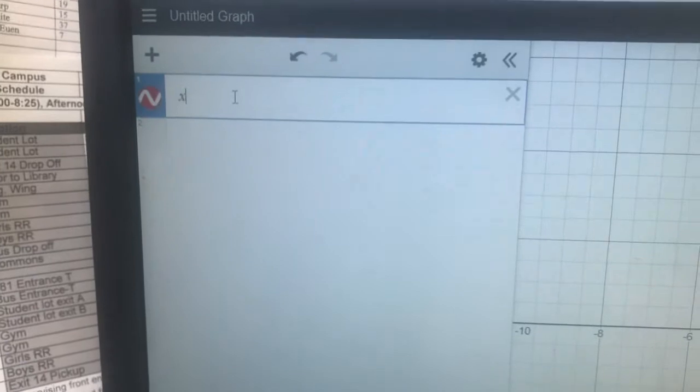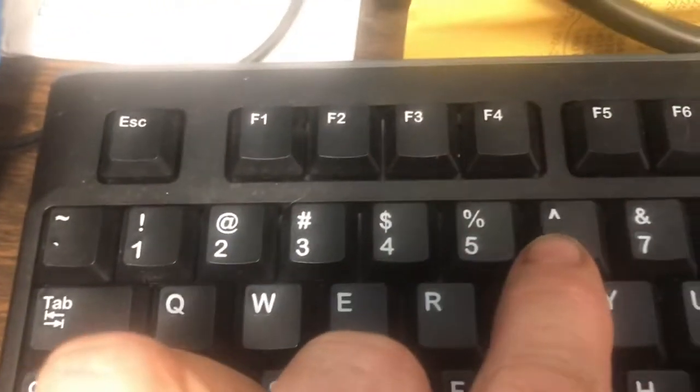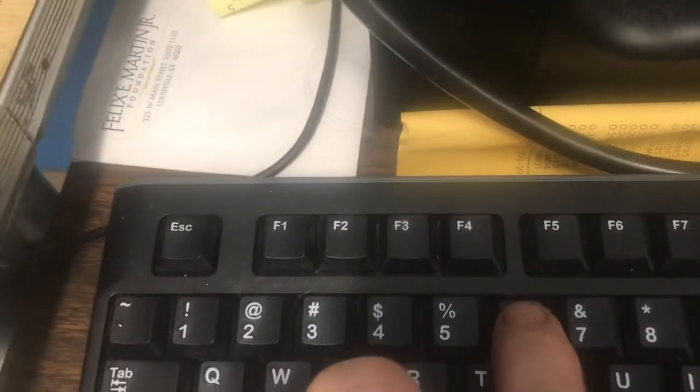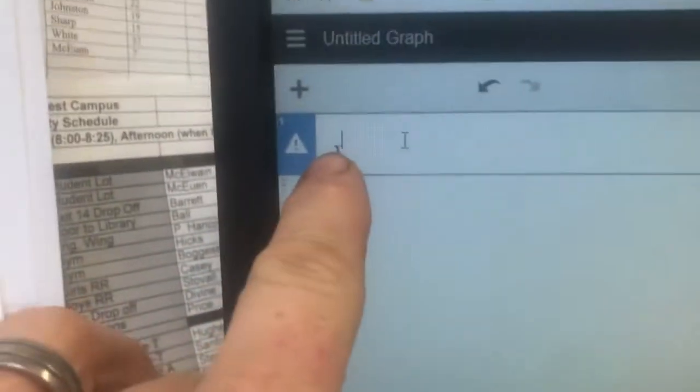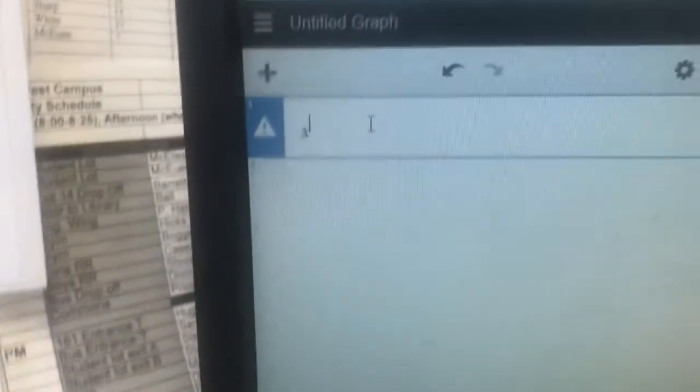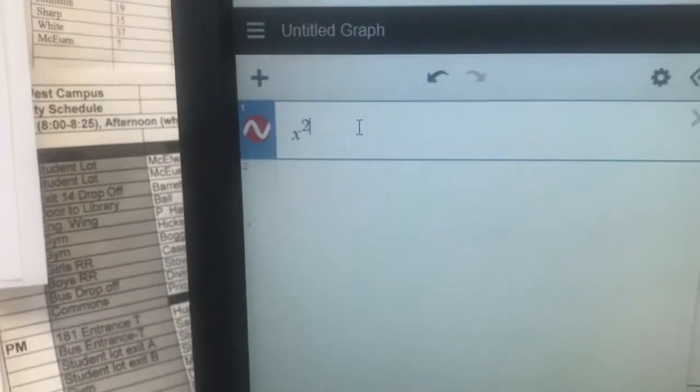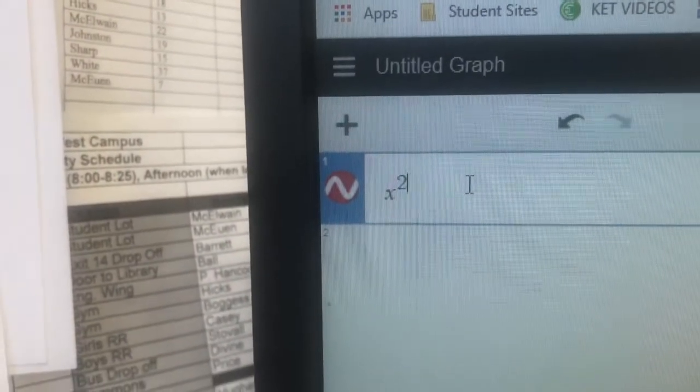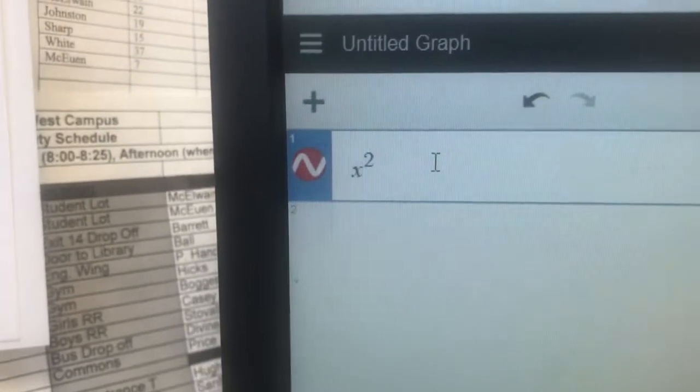Okay, so in the box, here's my x. Now to do a square, right here on the keyboard, this 6, that little up arrow, we're going to hit shift and hit that button right there. Okay, and when I do, see how it puts me up in the exponent? So there's my square. Then I have to arrow over with the arrow right here. See how I'm in the exponent? I arrow over, and look here, see how it's not in the exponent now?